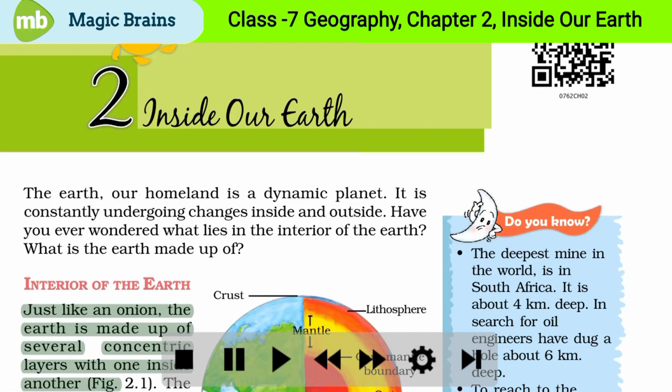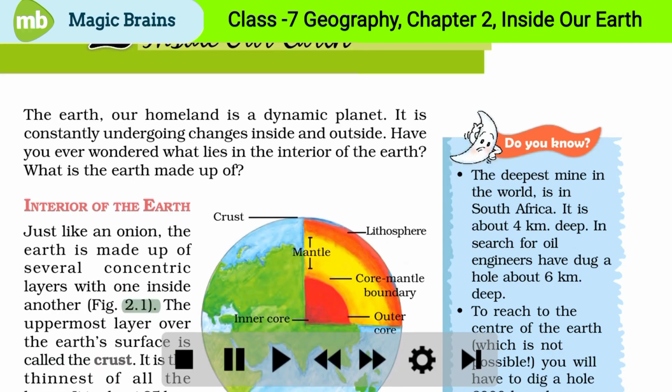Interior of the Earth. Just like an onion, the Earth is made up of several concentric layers, with one inside another. We have Figure 2.1 to the right side of this text column. It shows the different concentric layers, one inside the other.